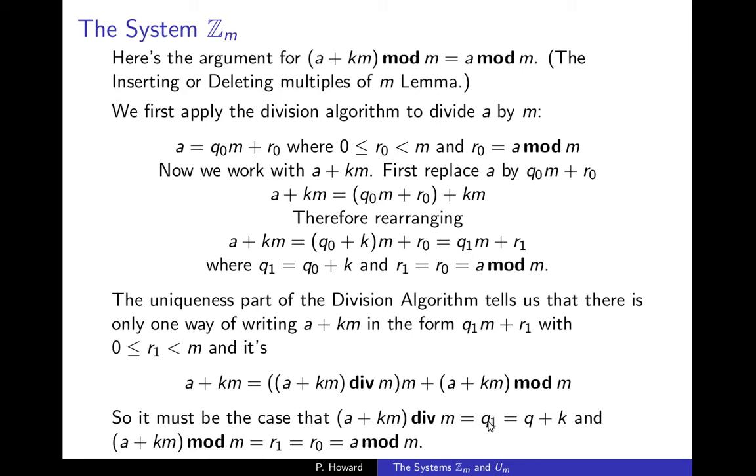In other words, the quotient A plus K times M div M must be Q1, which is Q0 plus K, and more importantly, the remainder when you divide A plus Km by M, in other words, the quantity A plus Km mod M, must be this remainder R1, which is R0, which is A mod M. And this final equation with the two middle terms removed is what we were trying to prove.